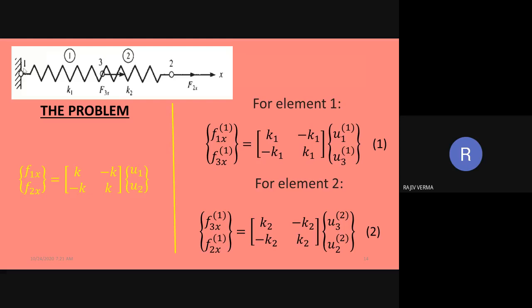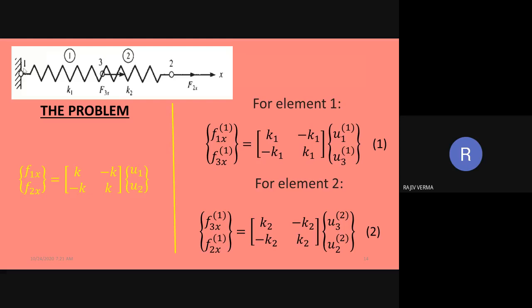So the forces in element number 1 are F1x and F3x because element number 1 has two nodes, 1 and 3. Similarly, it has two deformations given by U1 and U3 because it again has two nodes, 1 and 3. There is also a superscript 1 which has been written over the forces and the displacements, which represents that this particular term is being used for element number 1. A similar thing can be observed for element number 2 also.